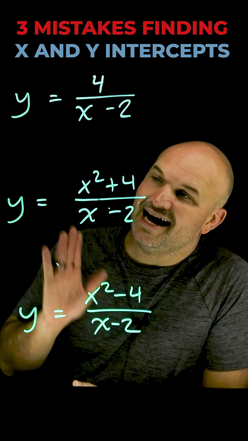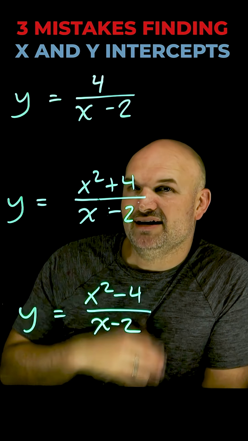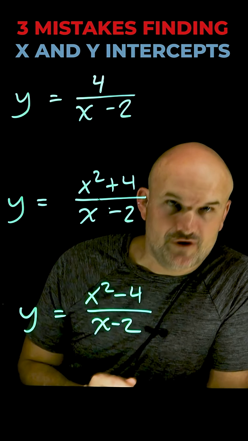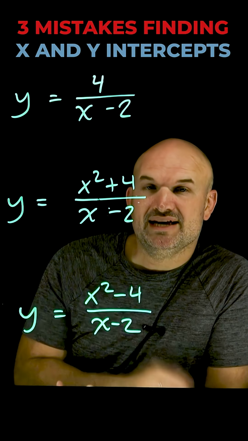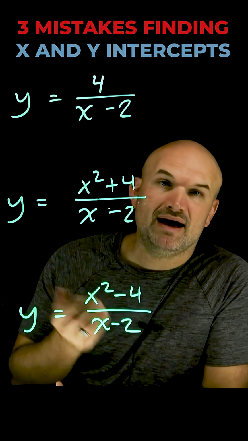Here are 3 common mistakes that I see my students make when we're trying to identify the y-intercept of a rational function. Now, to identify the y-intercept for any function, all you simply need to do is set x equal to 0 and then go ahead and solve for y.